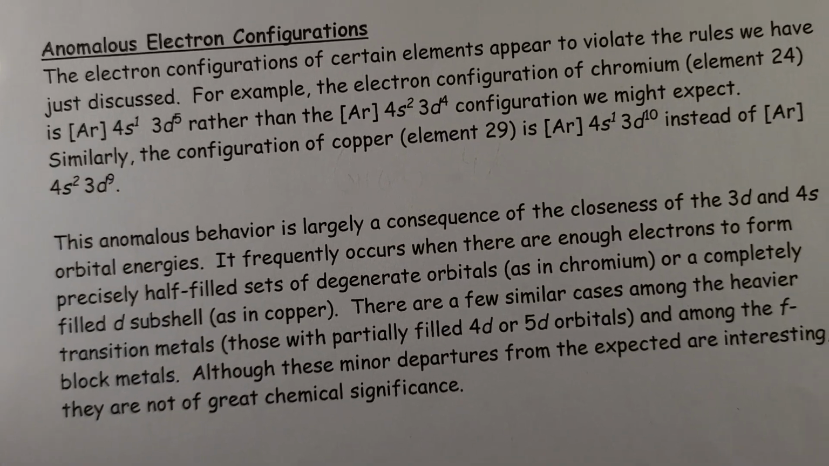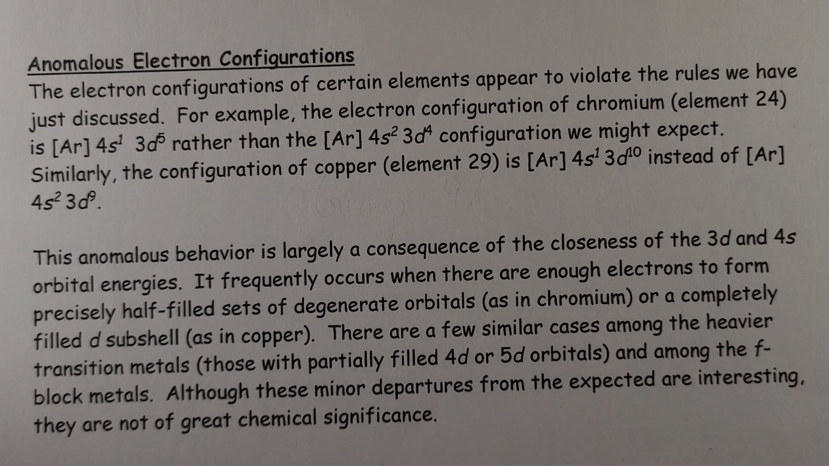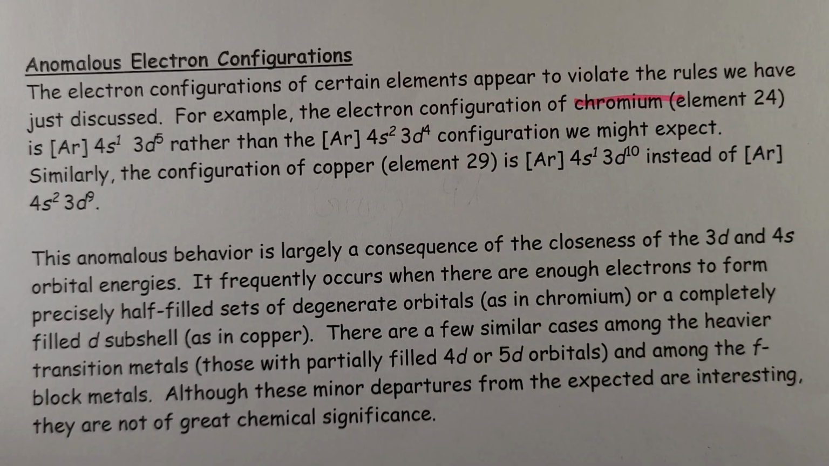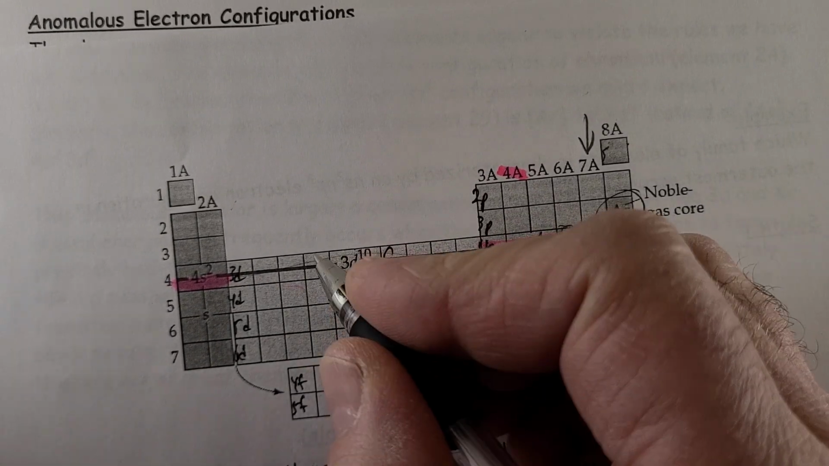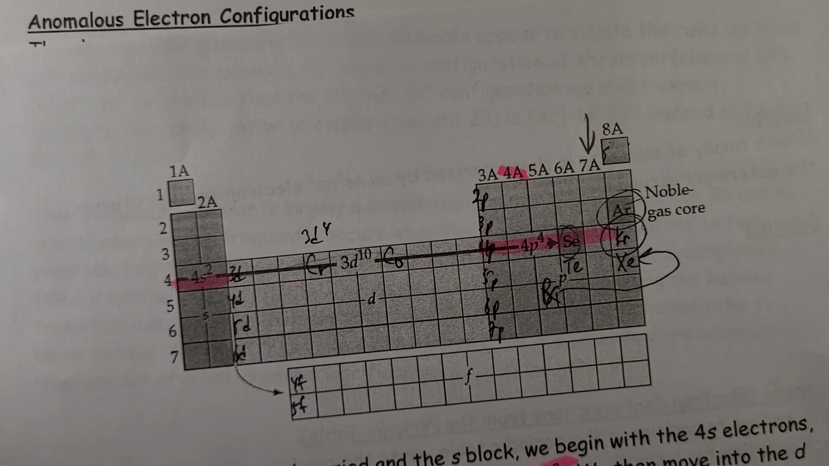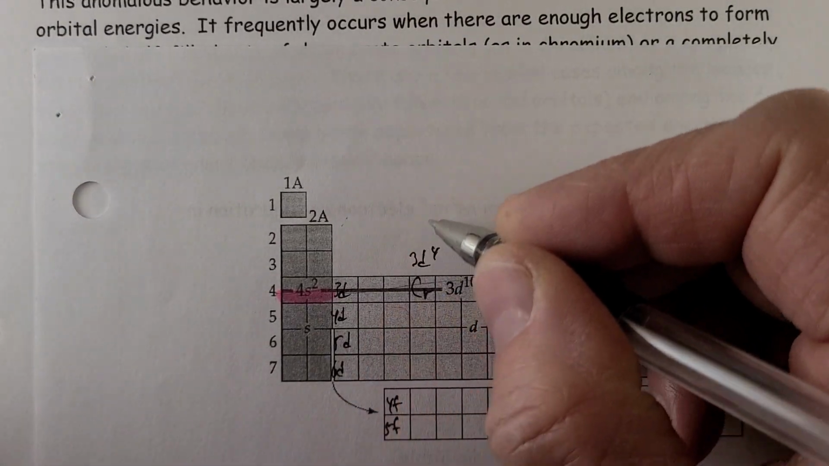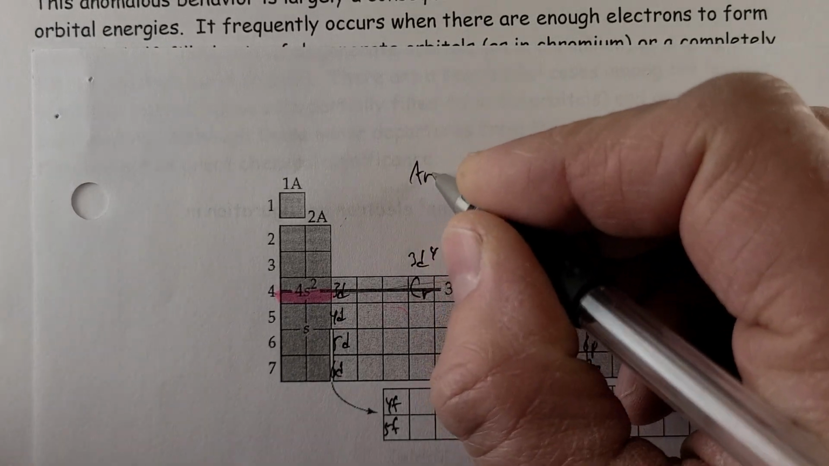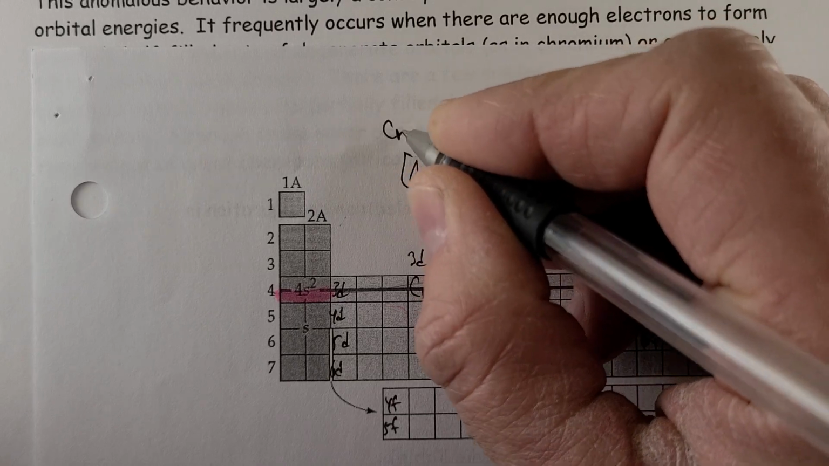I said there are some exceptions to the rule, of course. We'll take a look at a couple. The electron configurations of certain elements appear to violate the rules. For example, if I look at chromium, chromium is right here, 1, 2, 3, 4. It ends at 3d4. So we would expect it to be argon 4s2.